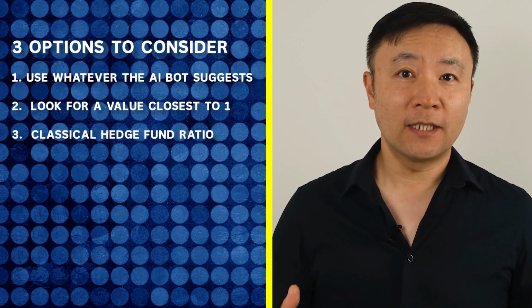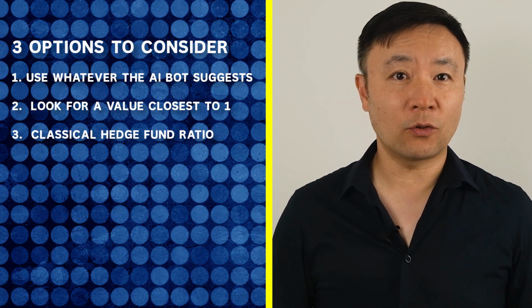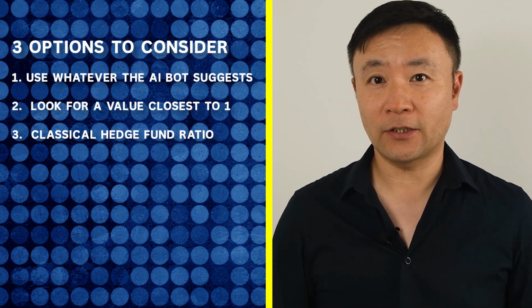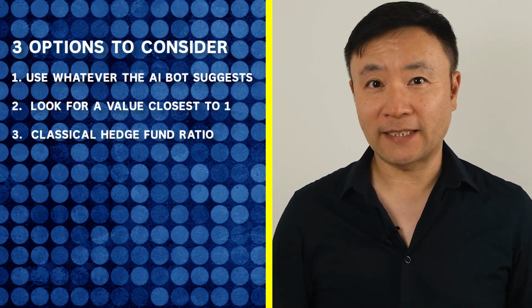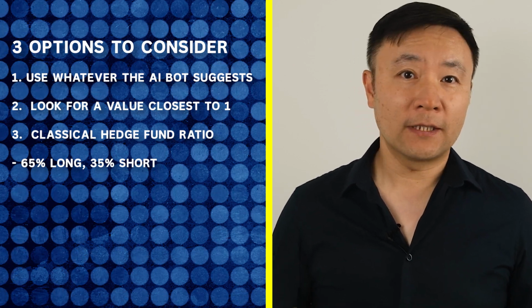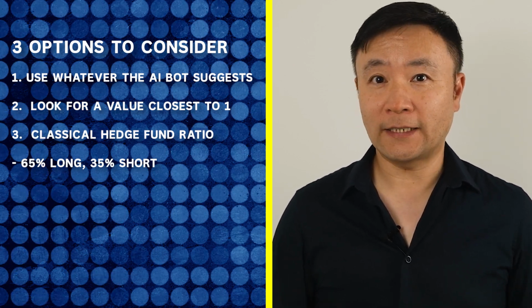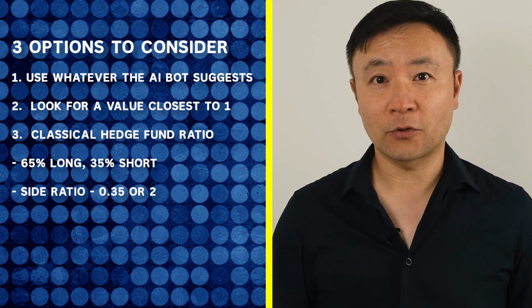The third option is based on the classical hedge fund ratio that was developed by the so-called father of the hedge fund industry, Alfred Winslow Jones. Now his model is based on being 65% long and 35% short. Therefore, the side ratio that you want to look for is either 0.35 or 2, depending on the first stock.